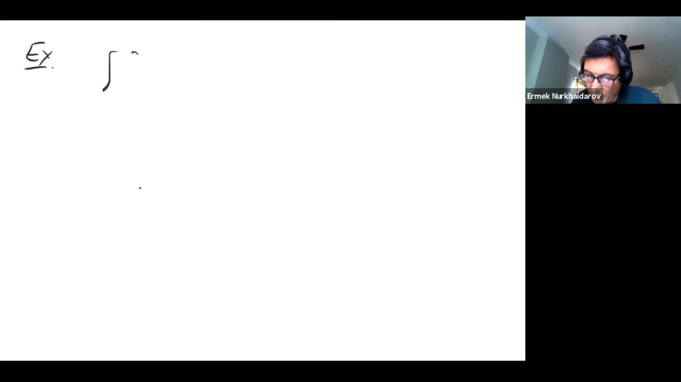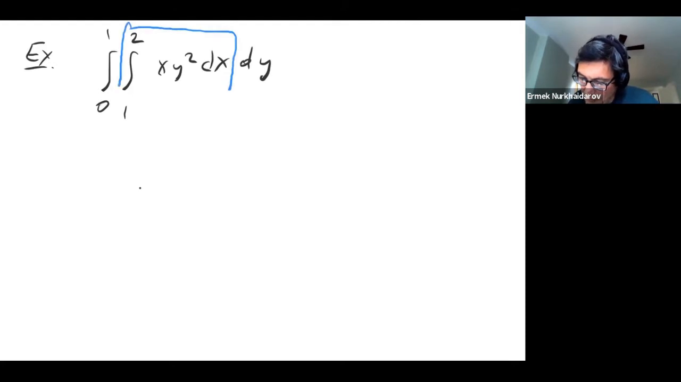If I want to do the double integral from 0 to 1, 1 to 2, of x y squared dx, dy, I guess. Then if I look at this integral, my inside integral is x y squared dx. When we take an integral with respect to x, we're going to treat y as a constant. Because we can treat it as a constant, we can take y outside of that inner integral.